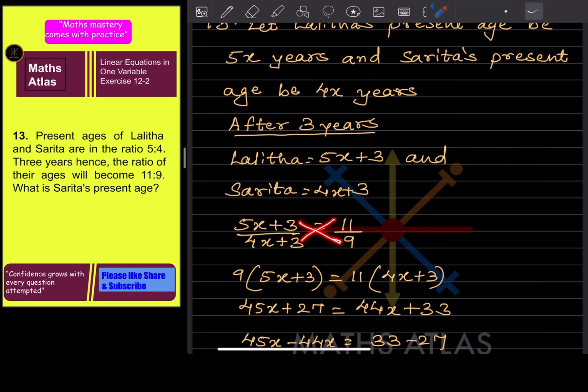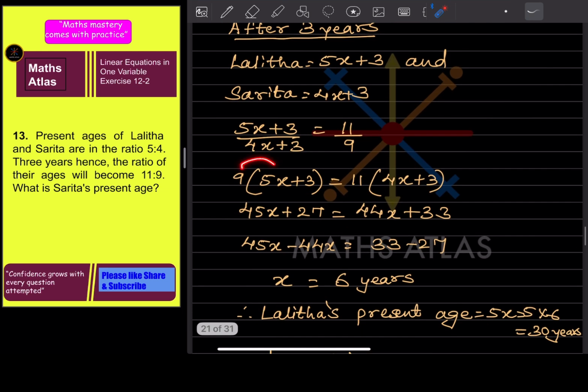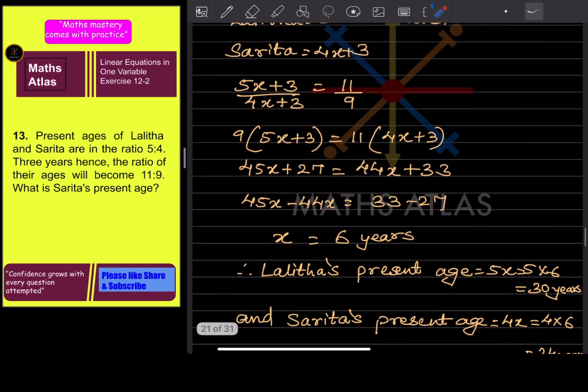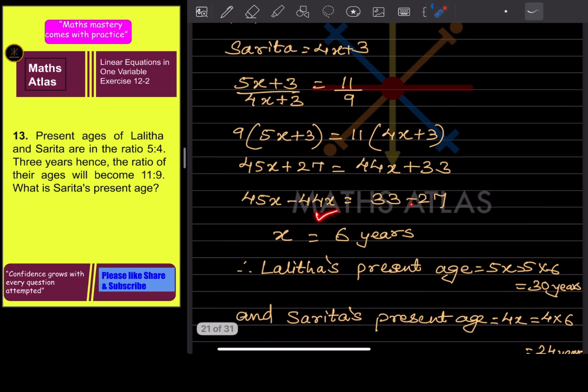Now we will cross multiply this one. So 9 will go on the other side, which is going to be 9 into 5x plus 3 equals 11 into 4x plus 3. So this is going to be 45x plus 27 equals 44x plus 33. So 45x minus 44x, this will go on the other side, is going to be 33 minus 27. So x is going to be 6 years.